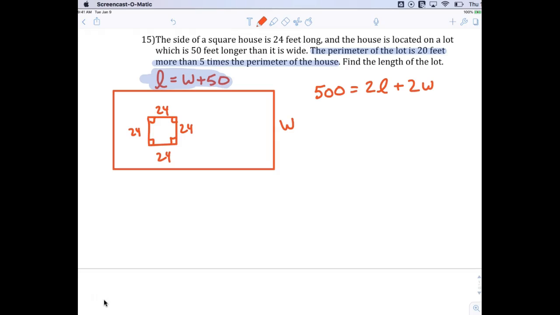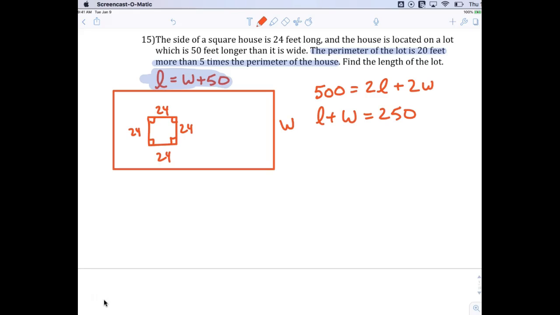Everybody okay with 500? Now, the next thing I want everybody to get in the habit of doing is look at this: 500, 2, and 2. What can I do to make that easy on myself? Divide everything through by 2. And when I divide everything through by 2, now I have just what? 250 equals L plus W. Good. L plus W is equal to 250.